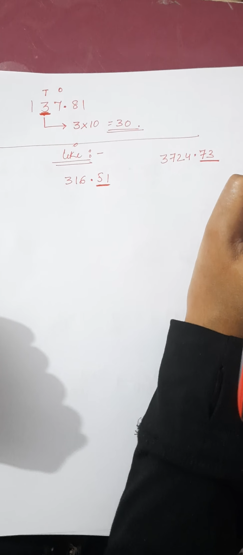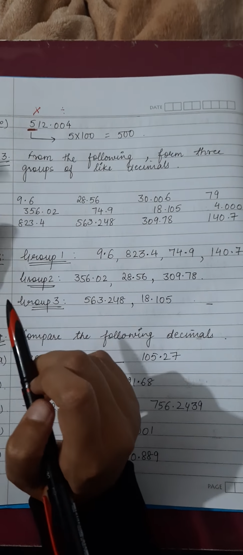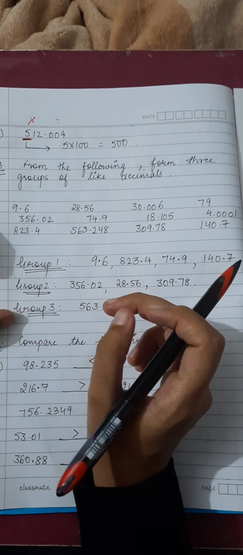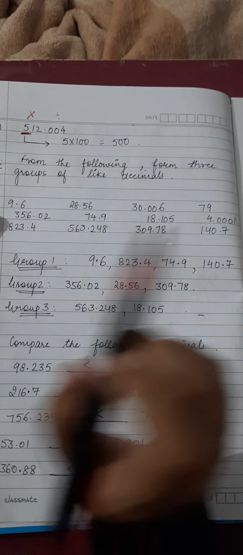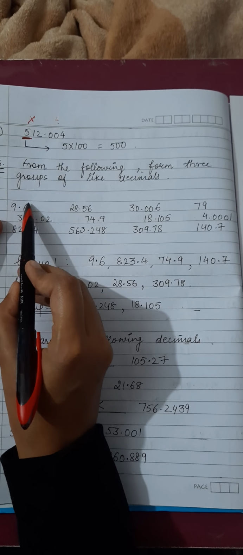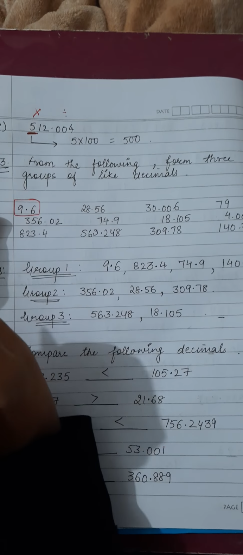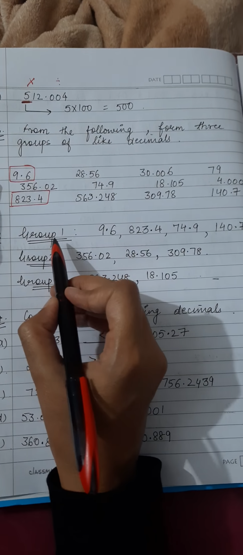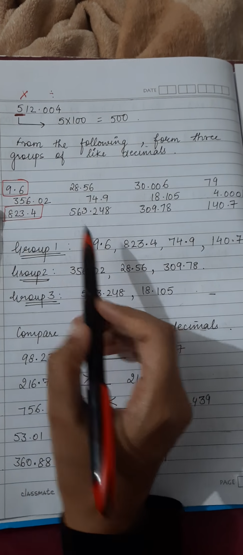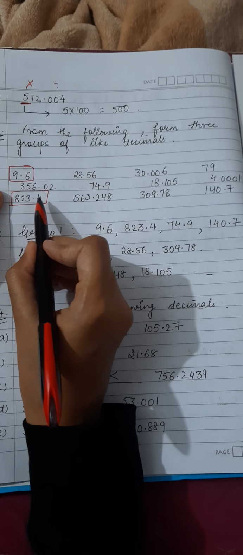to be like decimals. Now in this, what you are going to do is, this box is already given you in the book. Out of this box you are going to frame 3 groups in such a way that in each group like decimals are going to be there. Now if I am going to talk about after the decimal, one digit is there, that means 9.6, then 823.4. These two are like, so I am going to place here in the first group. 9.6, 823.4. After the decimal, one digit.